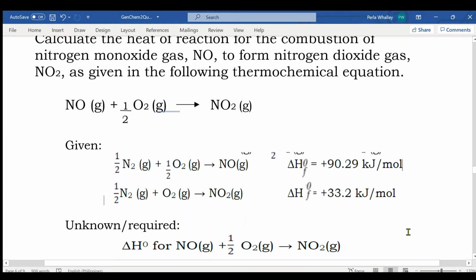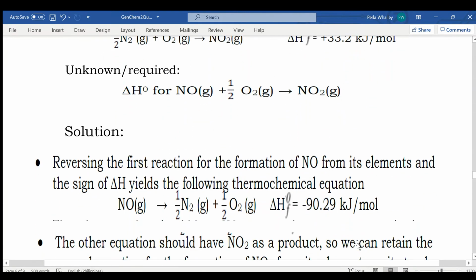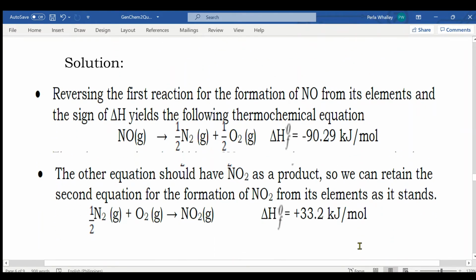Then we have the unknown. This is the standard enthalpy of reaction, delta H0, for this equation. So the solution: reversing the first reaction for the formation of NO from its elements and the sign of delta H yields the following thermochemical equation. So the first equation was reversed.